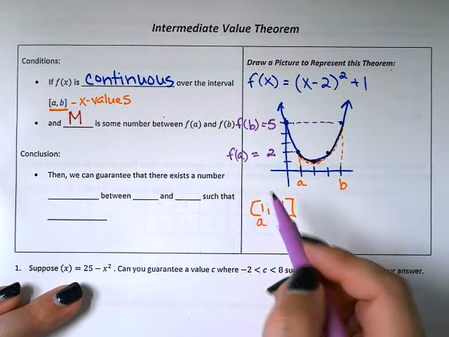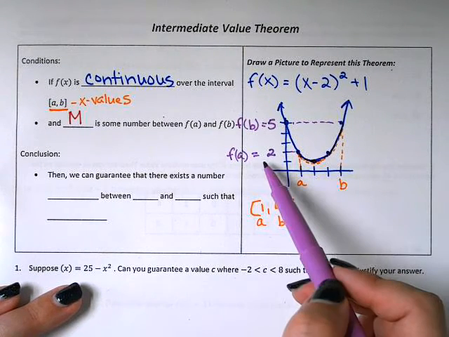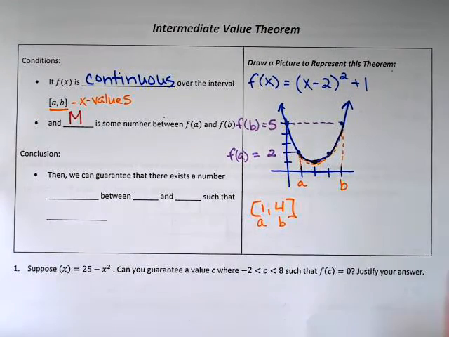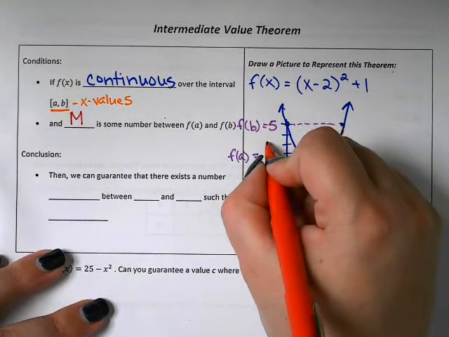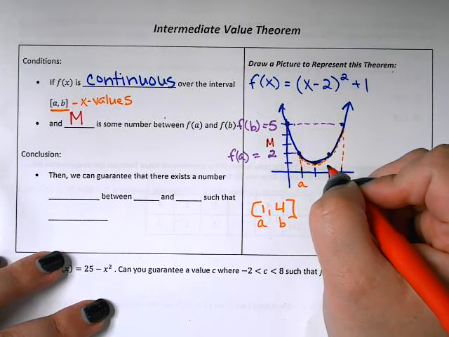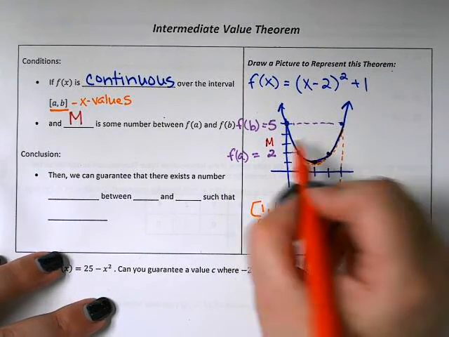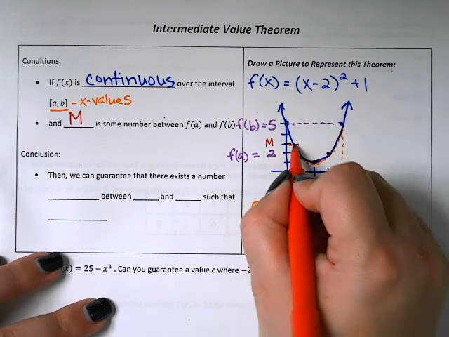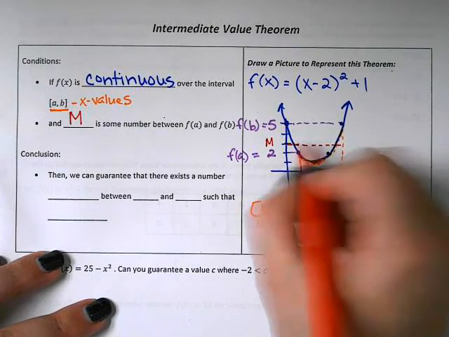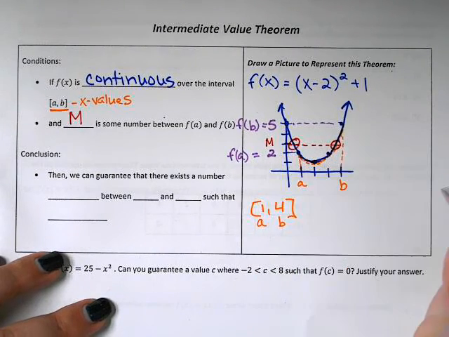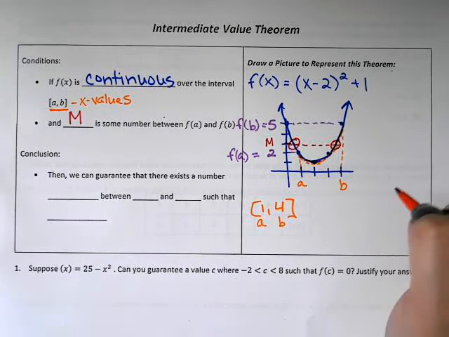Which means we want an m value that's somewhere between 2 and 5. So I'm going to pretend, I'm going to pick my m value as 3. All right, so I'm going to go ahead and label it on my graph there. And even by just looking, if I take y equals 3 and I draw it across my parabola, I can actually see 2 places where it crosses the parabola. Okay.